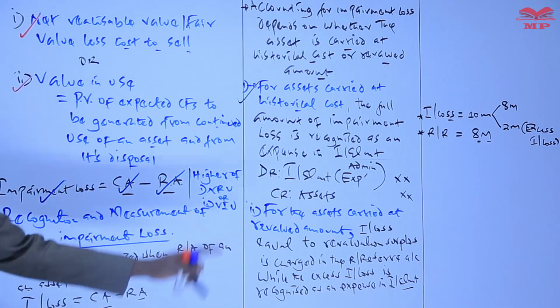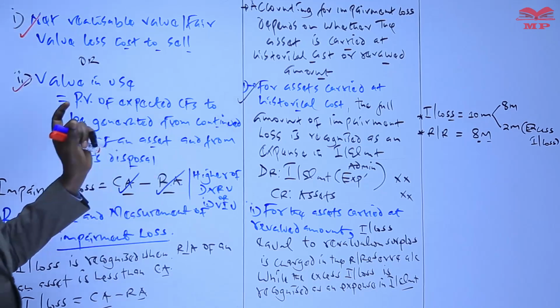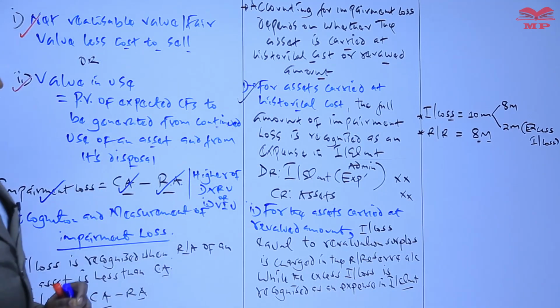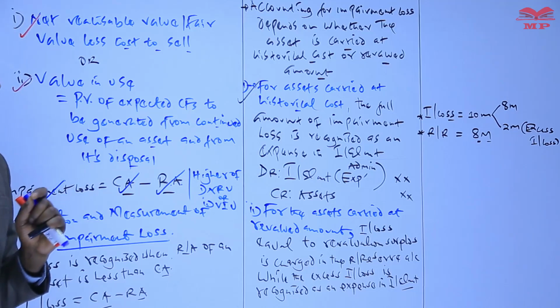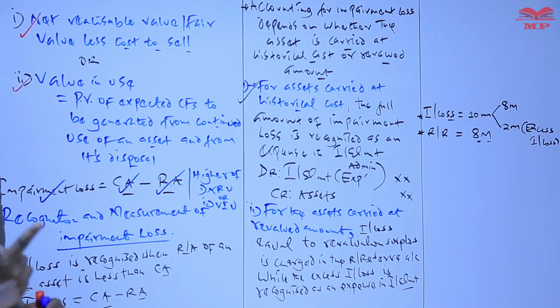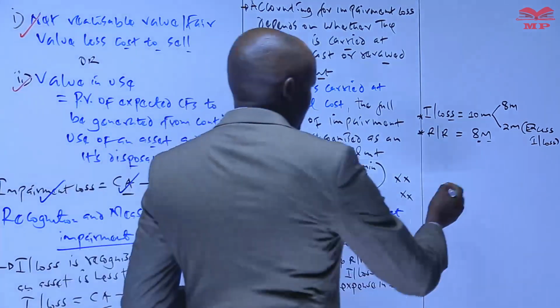I've given a small illustration there where we assume we have an asset which is carried at revalued amount, meaning that the asset was previously revalued, and the revaluation surplus arising from the revaluation of that asset was 8 million.